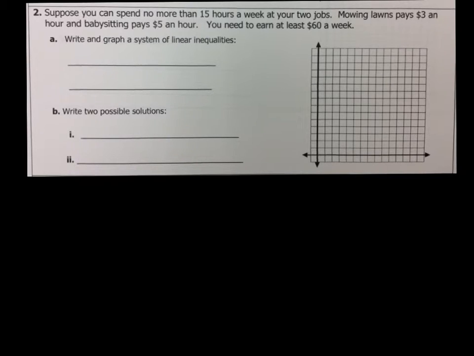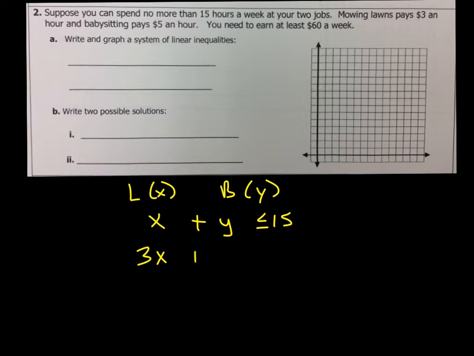Well, in this case, we have lawn mowing and babysitting. Those are our two values. So I'm going to let lawns be X, and I'm going to let babysitting be Y. Now, I know that if I add lawn care plus babysitting, I cannot work more than 15 hours. So there's my first equation. I then know that if I earn $3 an hour mowing lawns and $5 an hour babysitting, I need to make at least $60 a week. All right, so there's 60.